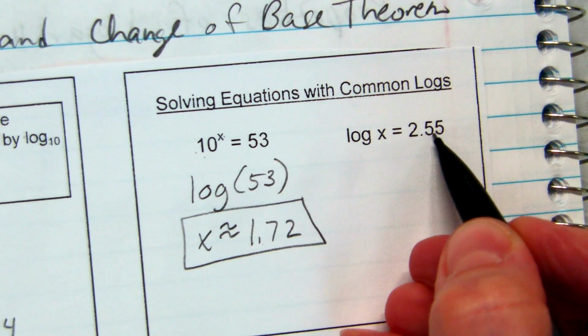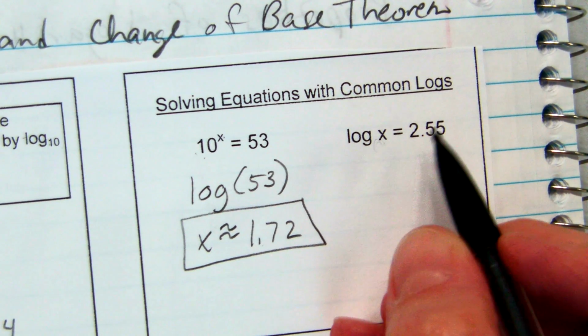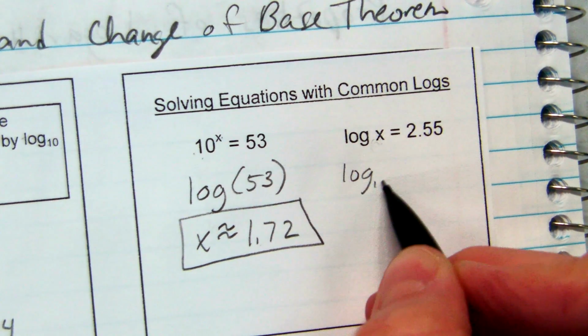Now, if I'm going backwards and I have a log with no base here, I know that that's base 10. That's the same thing as log base 10 of x.